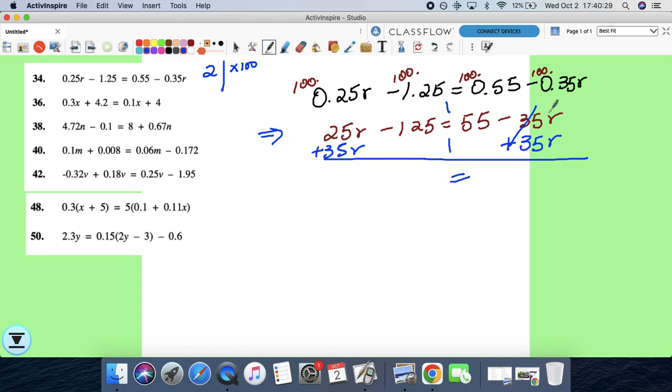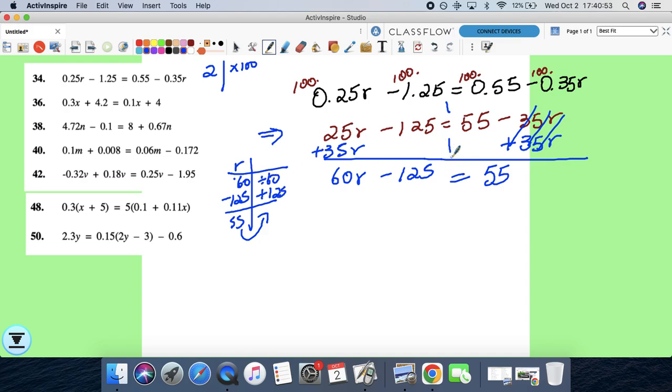These two go away. Left was 55. 25 and 35 gives me 60r minus 125. From here on, if you want to do this, again, I keep saying, here's my letter, variable, multiplied by 60 minus 125 is 55. The 2 inverse operations I'm going to use is plus 125 and then divide by 60, and that should give me r isolated.